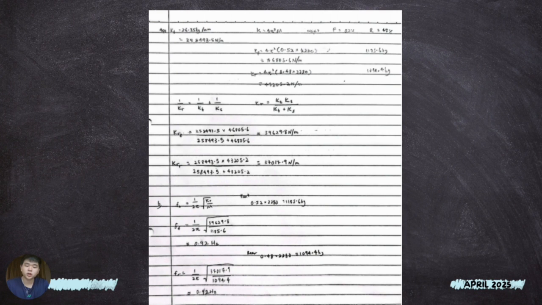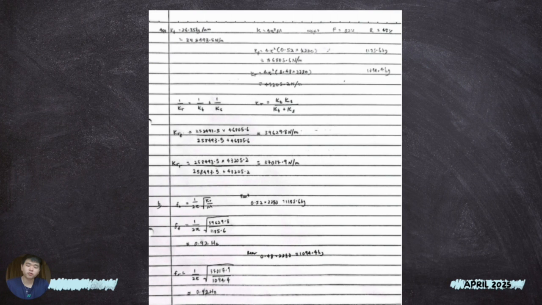With the information, we just have to convert it into Newton/m. So the answer will be 258493.5. And with this answer, we just have to sub into our ride rate formula so that we can find out the ride rate at the front and rear axle.